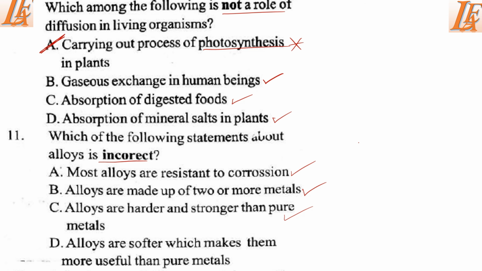Alloys are more strong and durable. So the one which is incorrect about alloys is D. But the first one, alloys are resistant to corrosion, that is correct. B, alloys are made up of 2 or more metals, that is correct. C, alloys are harder and stronger than pure metals, that is correct. So the one which is incorrect is D, which is alloys are softer. Alloys are not softer, they are hard.